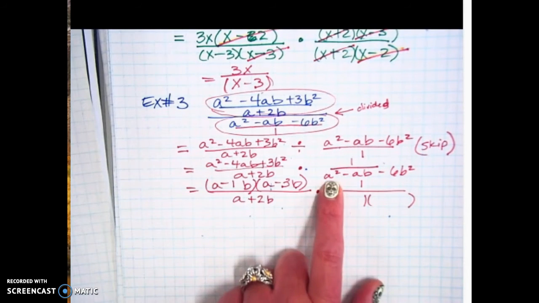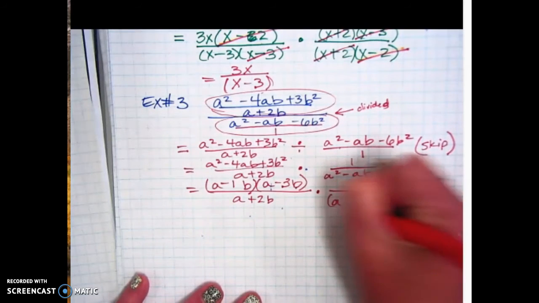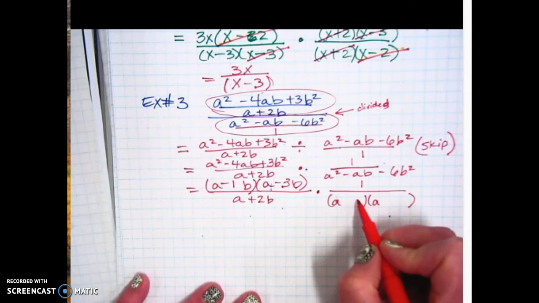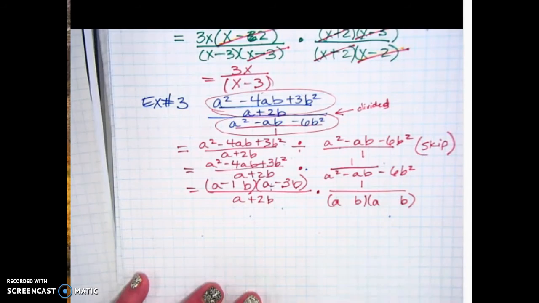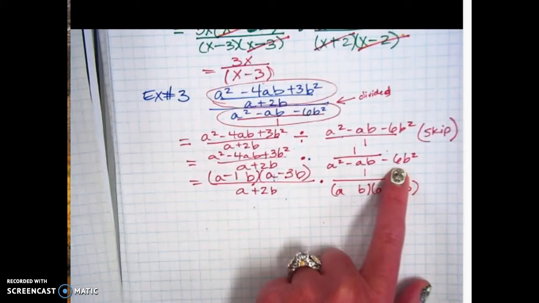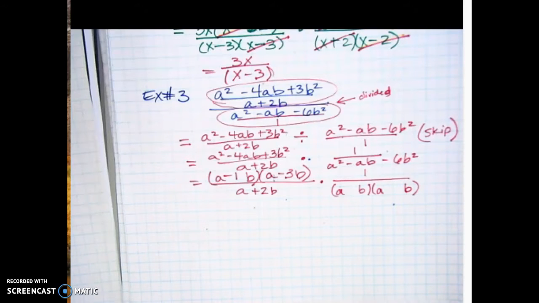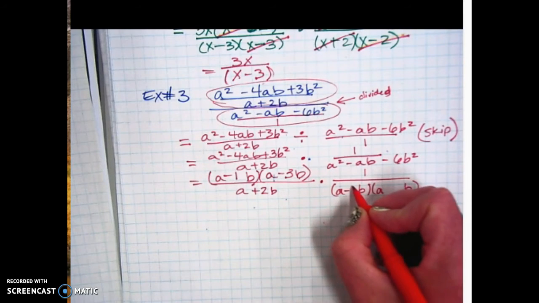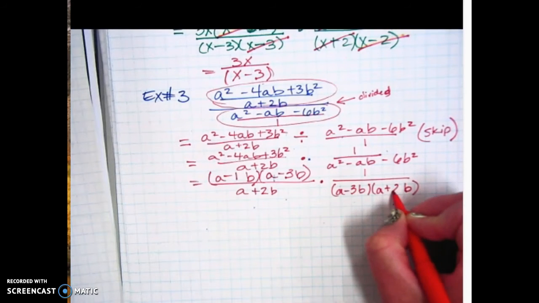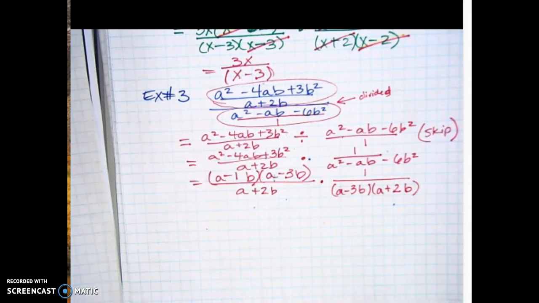So let's factor this. Square root of a squared is a and a. Square root of b squared is b and b. And then the rest of it is the easy, right? So what's going to multiply to get negative 6, but add or subtract to get negative 1? Minus 3 and plus 2, yes. Minus 3 plus 2. Okay.